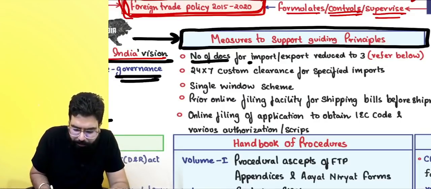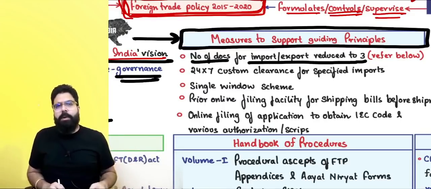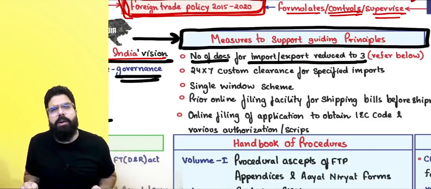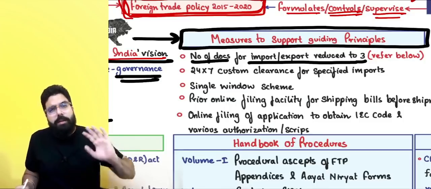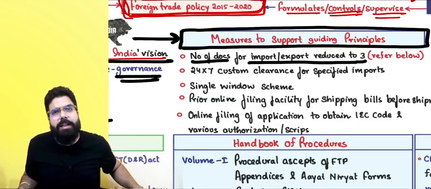The government is telling that the number of documents for import and export is reduced to only 3. For importing, you need only 3 documents. For exporting, we are requiring only 3 documents. We are making it more simple for people, because the more you import and export, the more share of India will be there in the foreign trade.